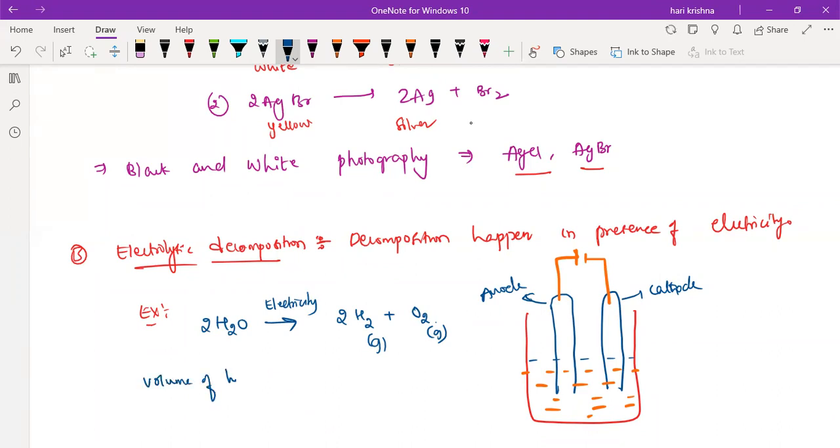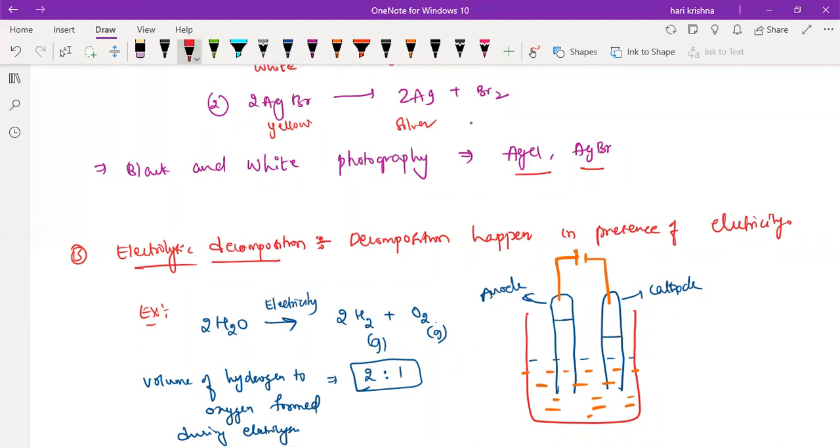Volume of hydrogen to oxygen formed during electrolysis is 2:1. Okay, that means where the hydrogen will be formed, that is also important. Where the hydrogen is formed and where the oxygen is formed. Hydrogen at cathode. Oxygen is formed at anode.